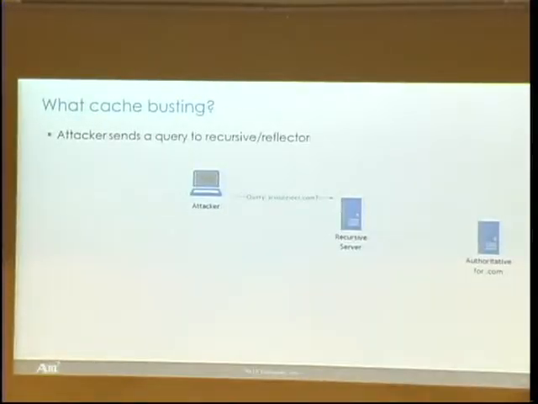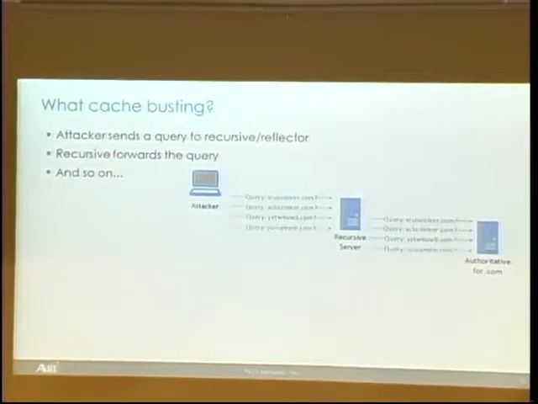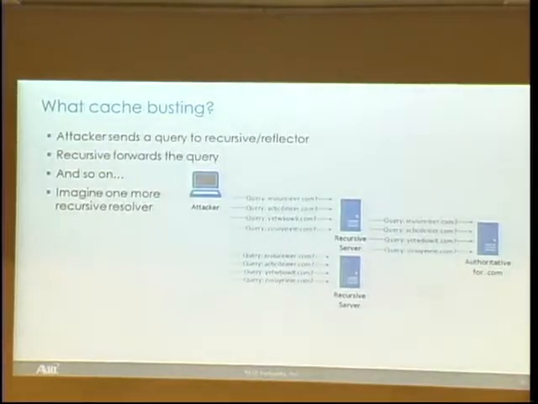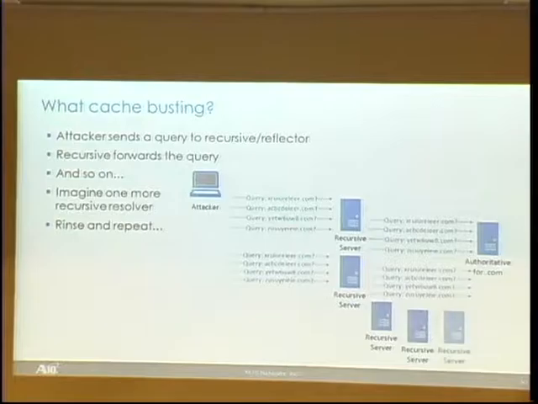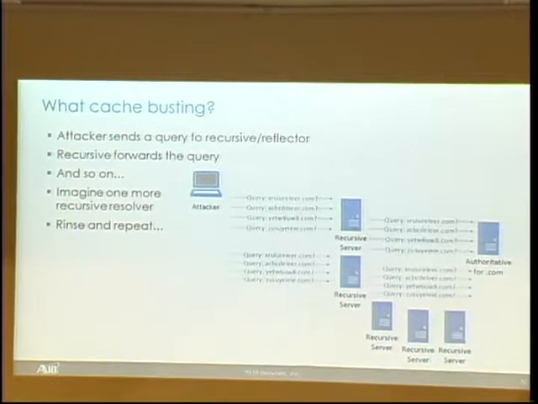Now, what if I decide to do the following? I ask for a random domain that doesn't exist. Then the recursive will send that to the authoritative for .com. Then I ask for another random domain, and so on. So right now, every single query that I send to the recursive is also relayed to the authoritative. Now, what if I decide to use another recursive in parallel? And rinse and repeat. What is going to happen with the authoritative? Well, it's going to get a lot more traffic than it is designed to handle.